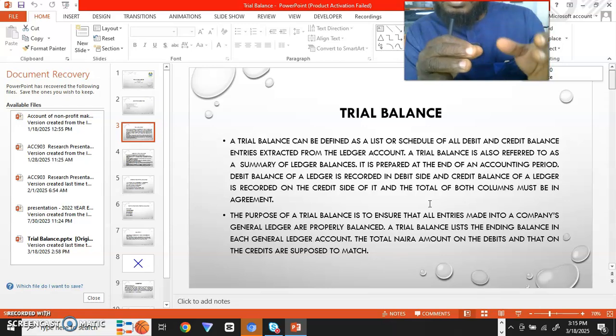Items recorded on the debit side as a balance on the debit side and on the credit side are extracted and transferred to the trial balance. And that's why we say that the trial balance is just a test of the arithmetical accuracy of all transactions that are posted to the ledger. We can also say that the purpose of a trial balance is to ensure that all entries made into the company's general ledger are properly balanced.